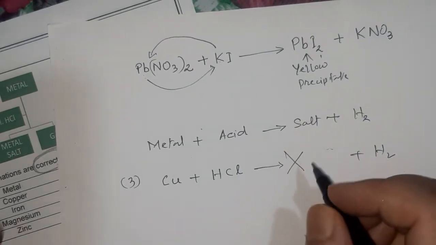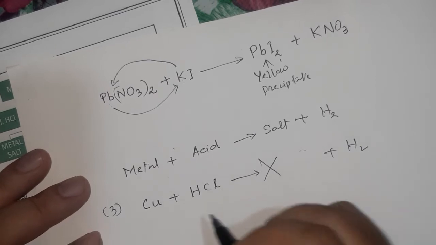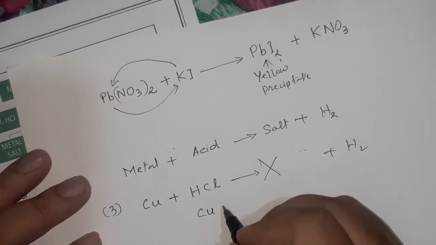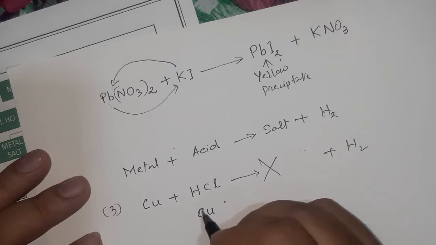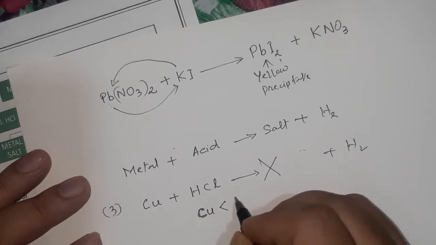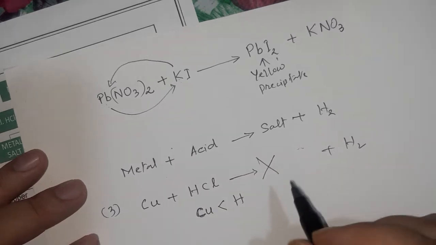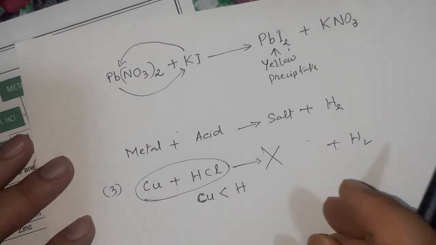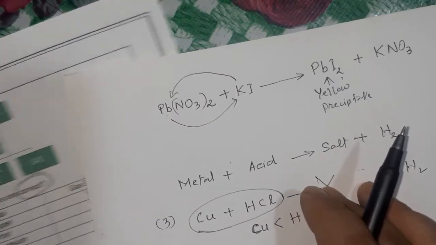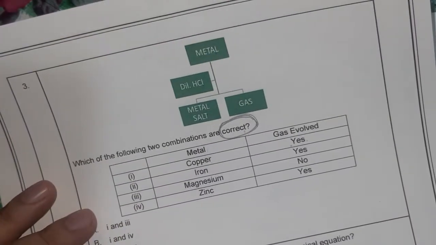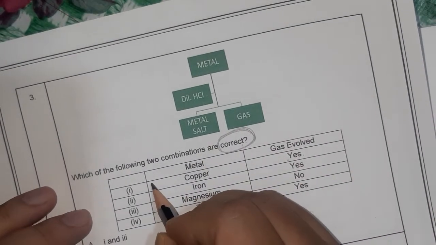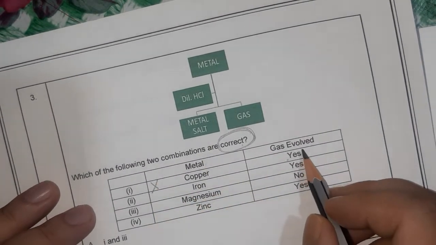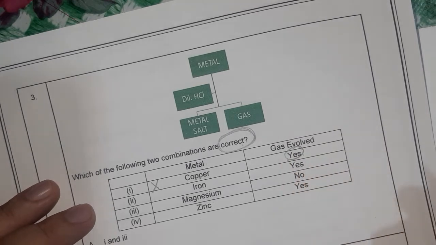From here we can find that since copper is less reactive than hydrogen, the reaction cannot be possible. So the first option, whatever they have given, is not possible, because they are telling that gas evolves. So how can the gas evolve if there is no reaction?